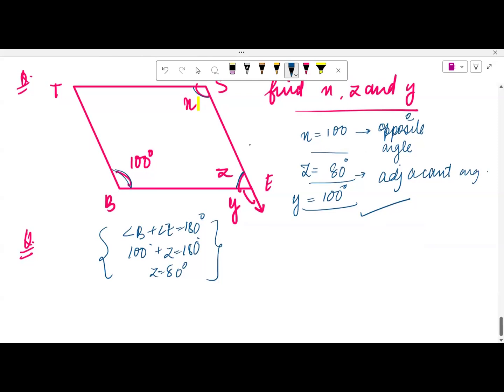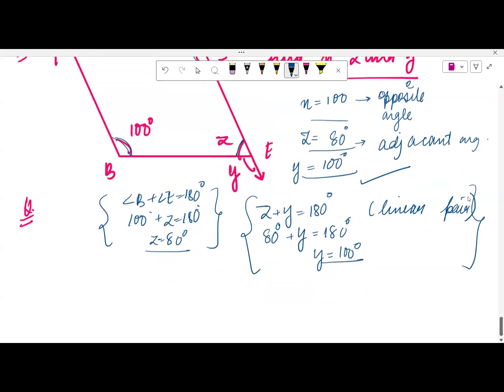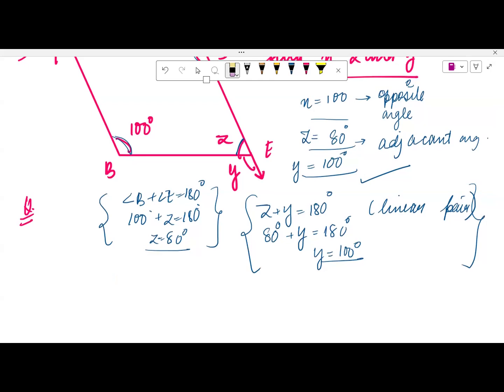Okay. Then Y. Now if you have Z, see Z and Y equal to 180 degree. Why? Because they're forming a linear pair. Right? So now Z is equal to 80 degree. If you don't know why, you can put the value, you'll get 100 degree. Okay, ma'am. You understand this? Yeah. Please go through the solution once.